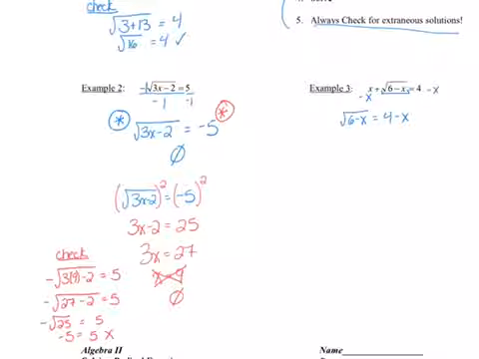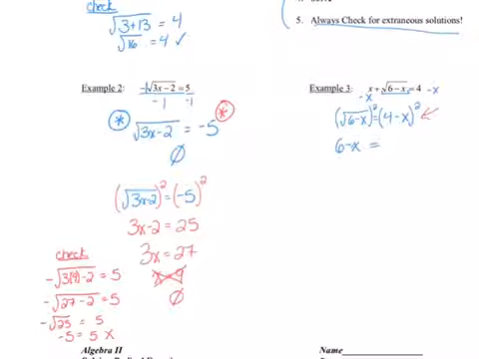So this makes checking your answers at the very end very important, since we're not able to do that initial step right away. So we're going to skip that step, and we're going to still square both sides. When you square a square root, all that's left is what's underneath. Now this is the place where we have to be careful.